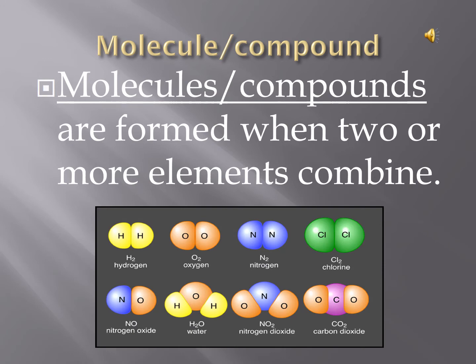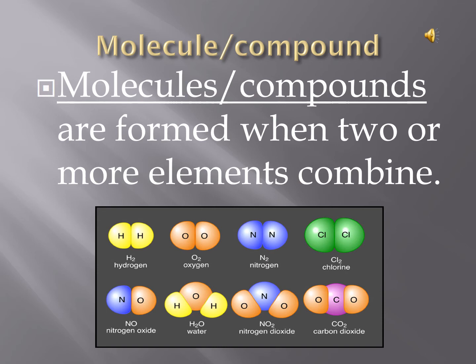Moving on to the fourth word. The fourth word is molecule/compound. Molecule/compound are formed when 2 or more elements combine. If you take a look, down at the bottom you have 2 rows. The first row is basically elements that are similar. So for example, hydrogen with hydrogen, oxygen with oxygen, nitrogen with nitrogen, chlorine with chlorine. The second row is where we actually mix 2 different elements to make a compound/molecule.